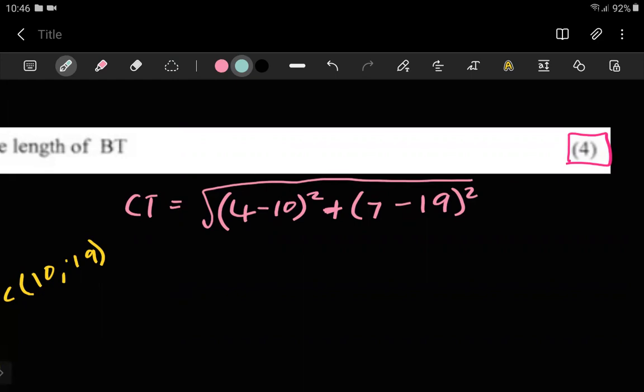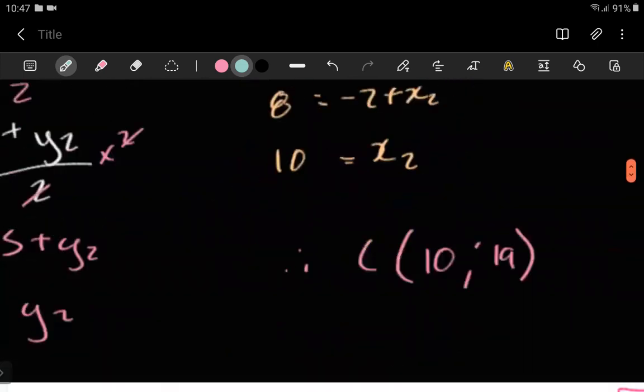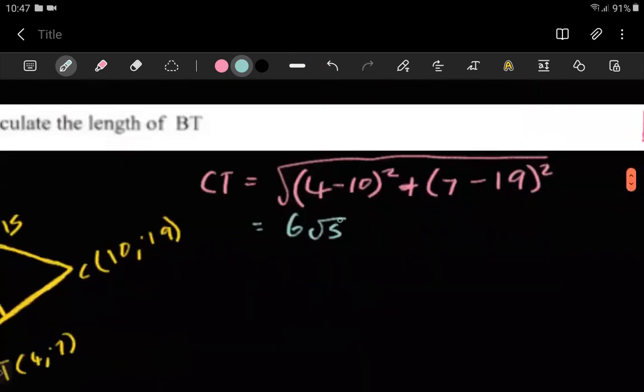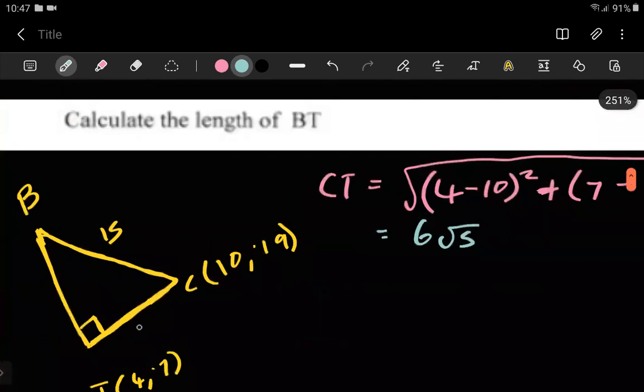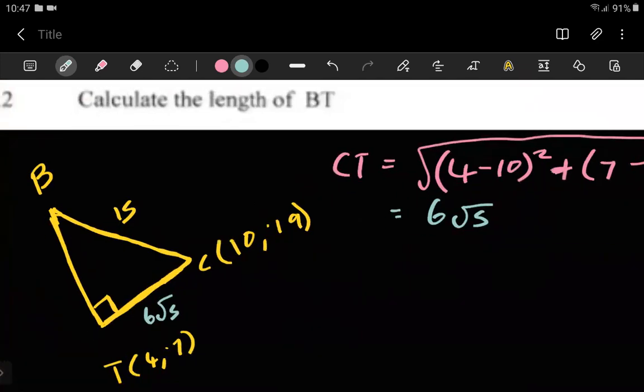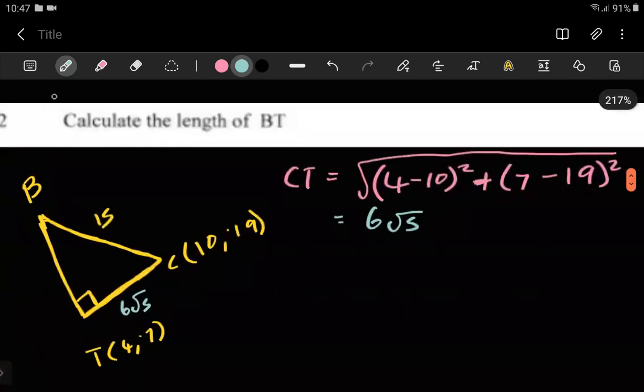So let's see, it's 4 minus 10 squared and then 7 minus 19 squared. That's like 6 square root of 5, which is quite reassuring because it's close to the 15 there. Oh no, it's 5, not 15. I wrote 15 there. This number is like 13 point something, but we can write it like this. It's close to 15, so that's fine. Remember, the 15 should be the highest number here, because that's what Pythagoras theorem says. The line opposite the 90-degree angle is the one you have to put on its own.